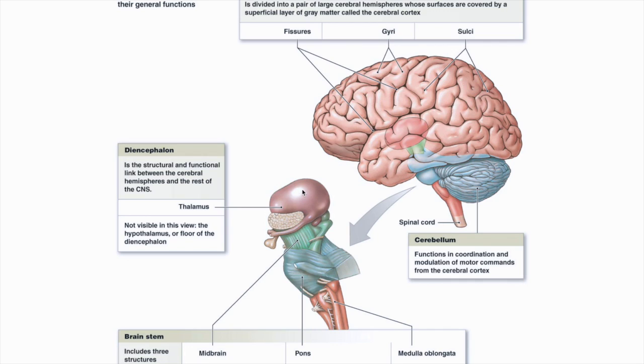The thalamus is here right in the middle. The thalamus contains relay and processing centers for sensory information. All of our sensory information has to go through the thalamus.